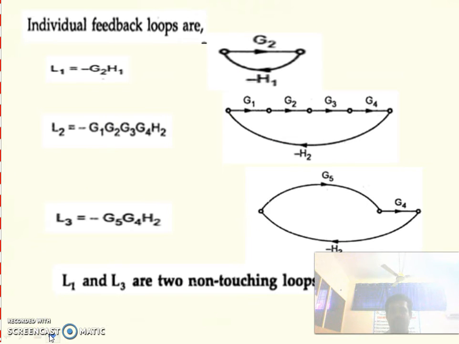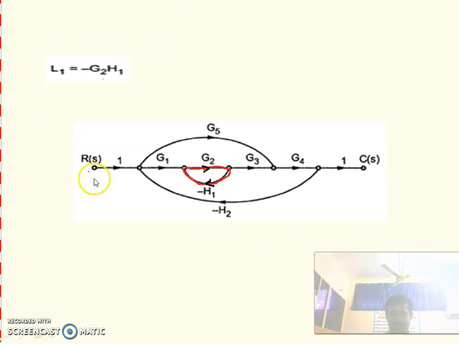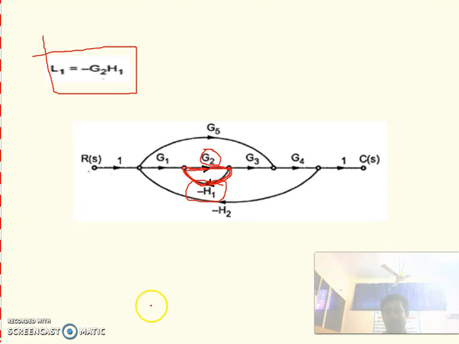Now we have to find the individual loops. So this is your signal flow graph. From this, what is a loop? It has to start from a node and, after traveling, it has to end in the same node. So this is the first loop. It is starting at this node and it is ending at the same node. Its gain is G2 into minus H1. We are taking it as L1, loop 1. So minus G2 into H1 is the gain of loop 1.